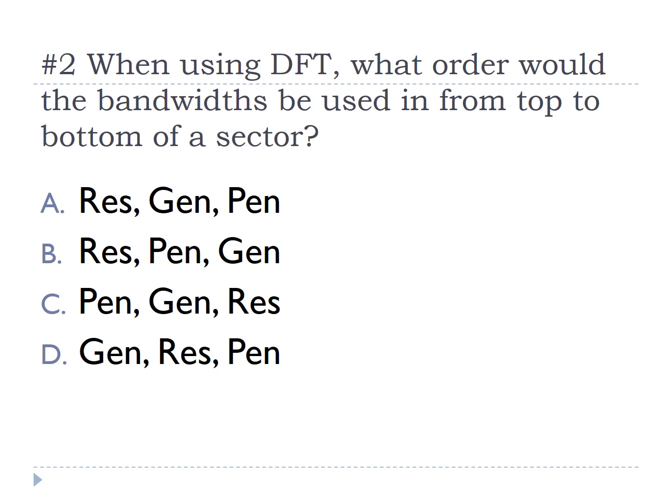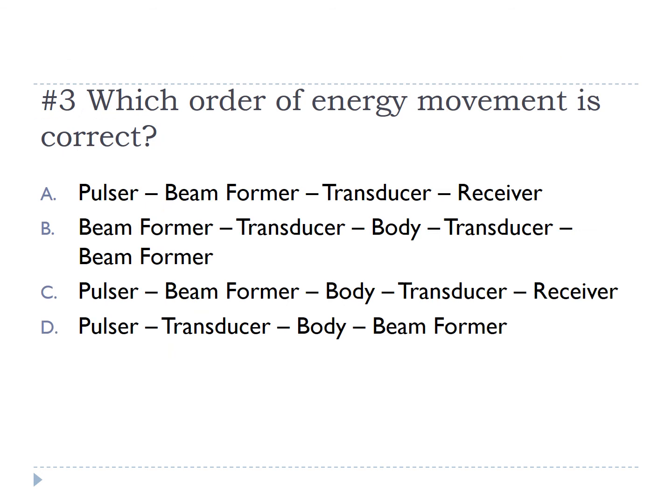Number 2, when using DFT, what order would the bandwidth be used in from top to bottom of a sector? A, res gen pen. B, res pen gen. C, pen gen res. Or D, gen res pen. And number 3, which order of energy movement is correct? Is it A, pulsar to beamformer to transducer to the receiver? Is it B, beamformer to transducer to body to transducer to beamformer? C, pulsar, beamformer, body, transducer, receiver? Or D, pulsar, transducer, body, beamformer?